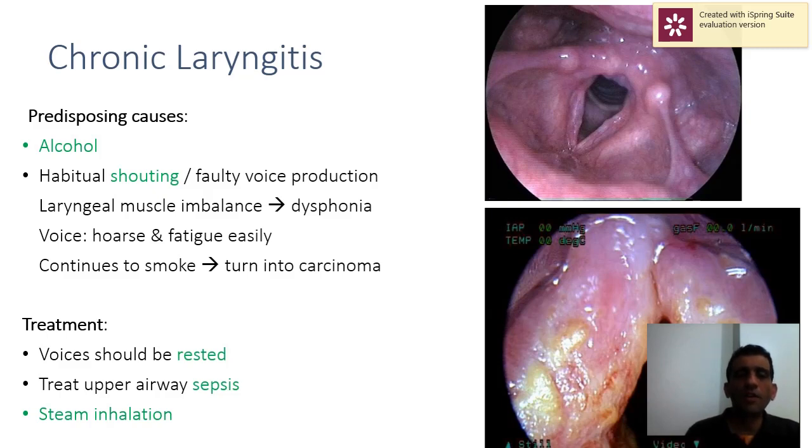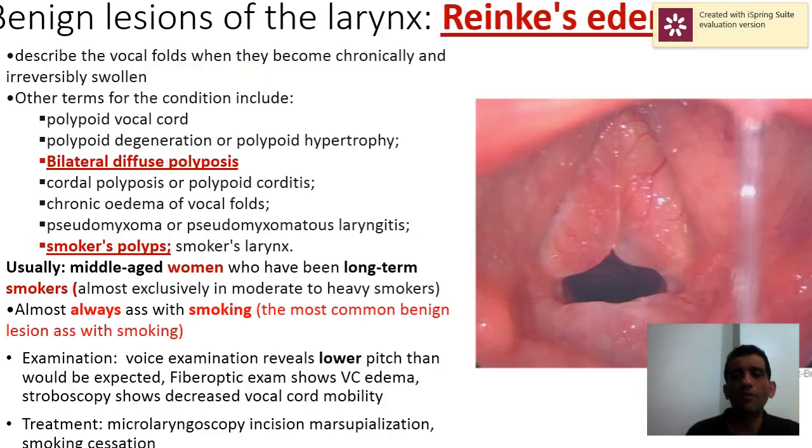Treatment of chronic laryngitis: the voice should be rested, upper airway sepsis treated, steam inhalation given, and the predisposing factor avoided and prevented. Larynx space and larynx edema. The larynx space, or Reinke's space, is one of the subepithelial spaces between the lamina propria and the epithelium.